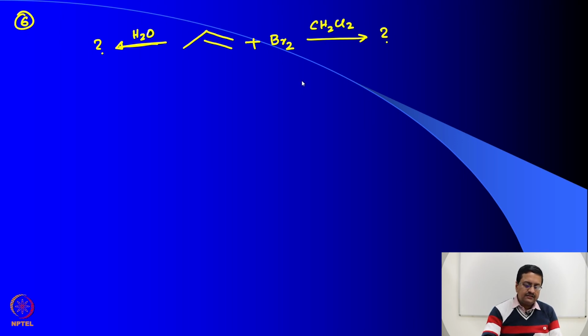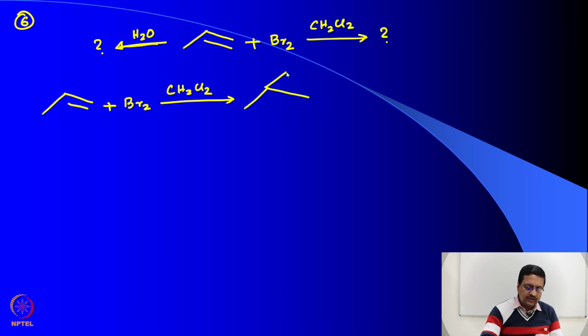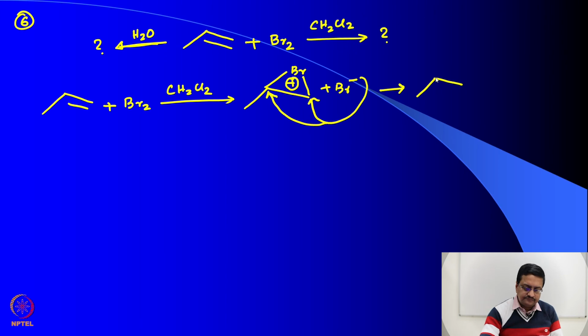When you do the addition of bromine with an alkene in CH2Cl2 medium, or dichloromethane medium, the first step, as you know, is the formation of bromonium ion, and Br minus is released, and then that Br minus can attack on either carbon to open this bromonium ion and form a product which is a dibromo compound.